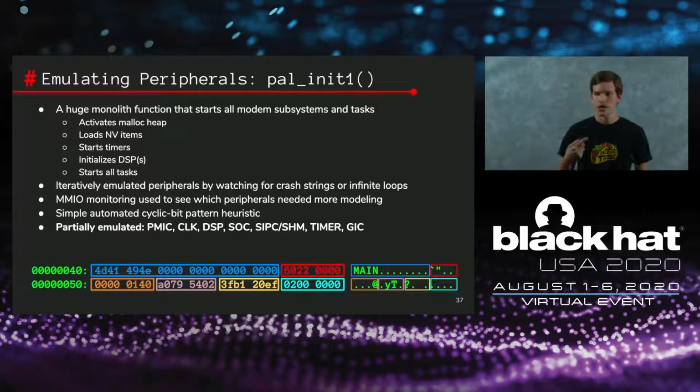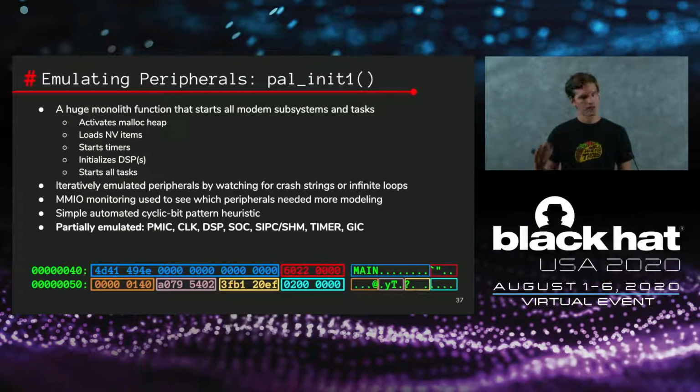So to churn through this, we iteratively emulated the peripherals. We watched for crash strings or infinite loops. We used memory mapped IO monitoring to see which peripherals needed more modeling, and it was really an iterative cycle. We also used a simple cyclic bit pattern to fuzz our way through some peripherals that were able to get us past any checks.